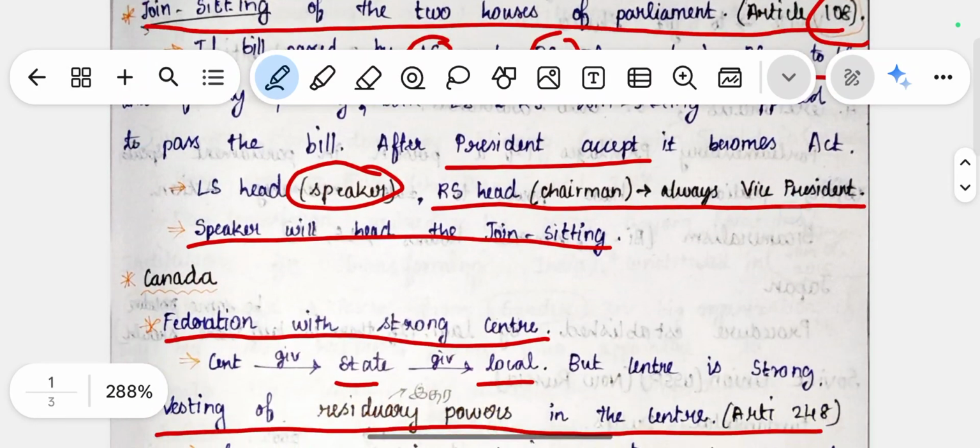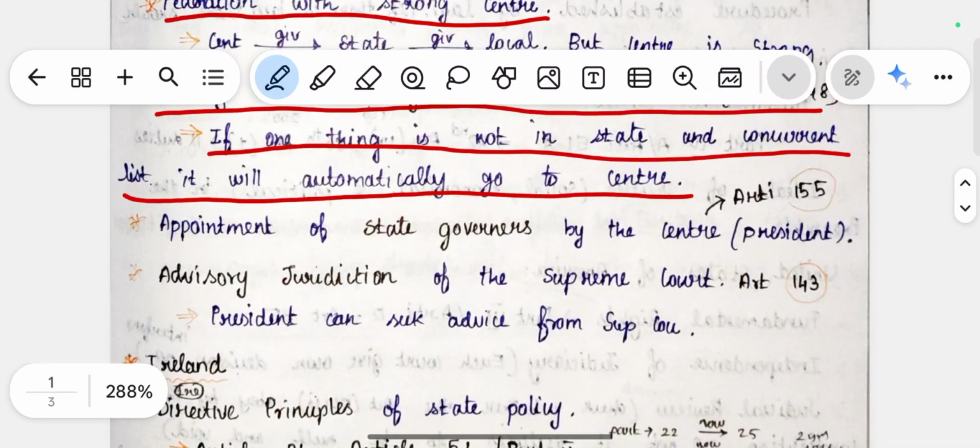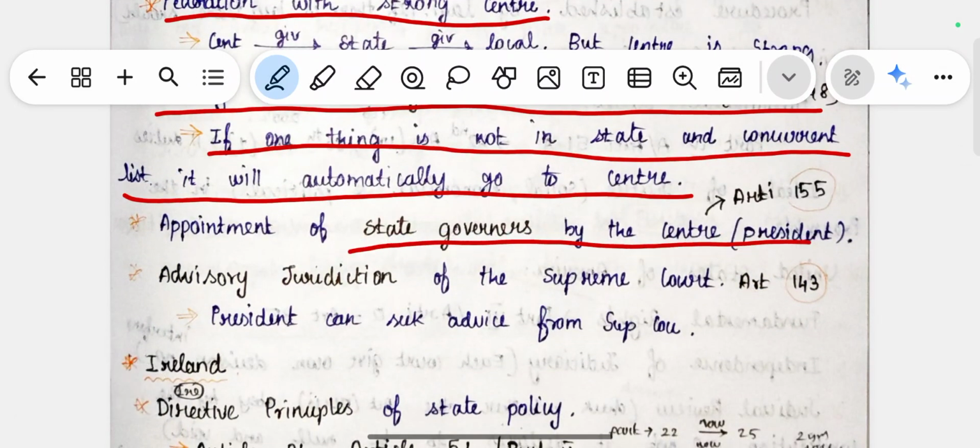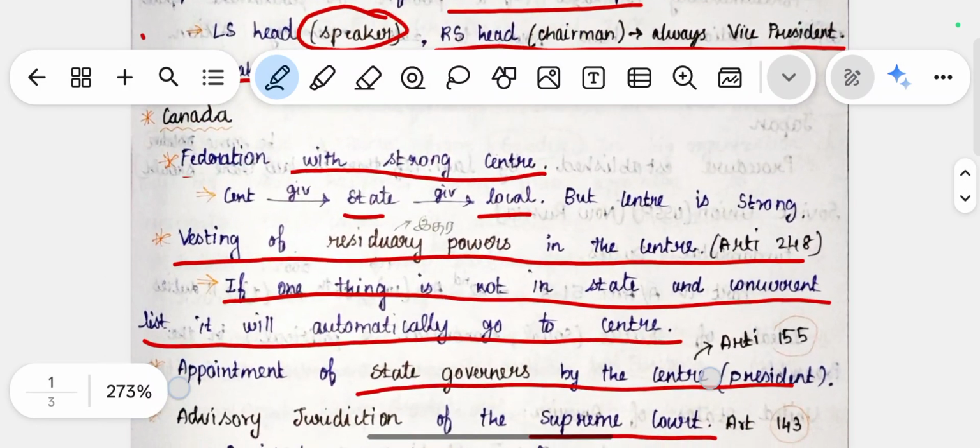So this concept was taken from Canada. Then the appointment of state governors by the Centre. For each state we have a state governor. Those state governors are appointed by the president, which is dealt with in Article 155. And the advisory jurisdiction of the Supreme Court, based on Article 143, where the president can seek advice from the Supreme Court. This concept was taken from Canada.